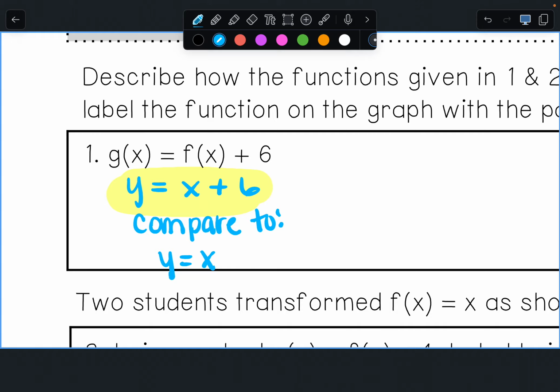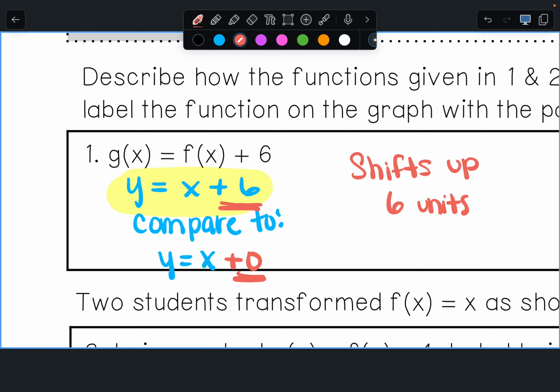What is the difference between those two equations? The plus 6. Okay? What did the plus 6 do to my graph? If it started off as plus 0 and it changed to a plus 6, it moved up. And then on the STAR test, they use the word shift. So it shifts up 6 units. When I say units, I'm talking about the boxes on your graph, okay? It moves up 6 boxes, but they're not going to say boxes, obviously, okay?